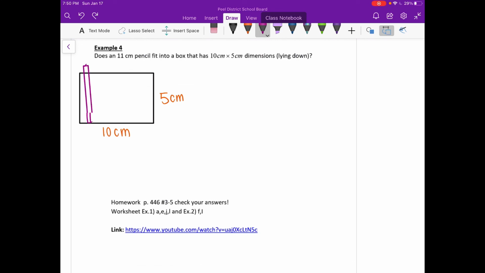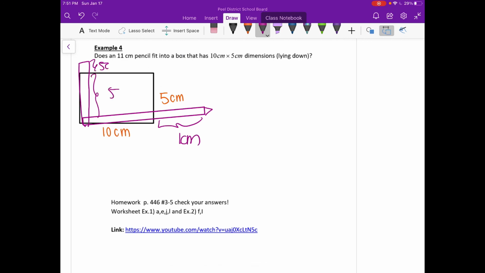Let's see. Is it going to fit this way? I know that looks like a really big pencil. Oh, sorry. This way I'll only have 1 centimeter left, but I have 10 centimeters that will fit in, but 1 centimeter will be out. If I try to fit it in this way, I have 5 centimeters that will fit because it's only 5 centimeters, and I'll have 5 centimeters that will be out. Both ways don't work. So I know I can't fit it in that way.